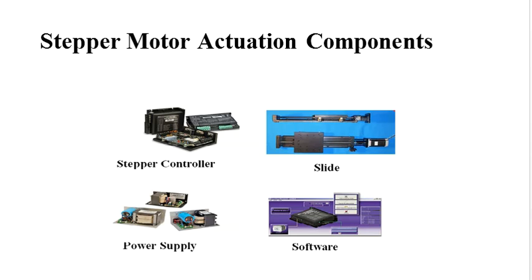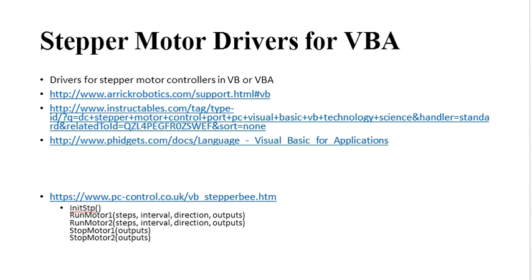This shows pictures of the various components of the stepper motor actuation system. There's a controller, a power supply, the stepper motor itself, then a slide onto which to mount the thing, and then a piece of software that drives the stepper motor controller. This software then is usually slaved by a second piece of software to make a true running system, and that requires adding extra drivers that drive the motor controller, and these are available in C++, in VBA, and in a variety of other languages.